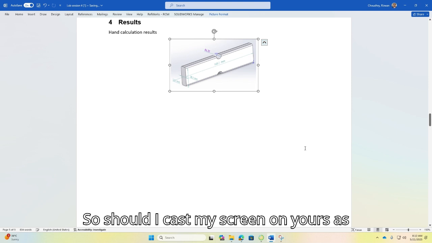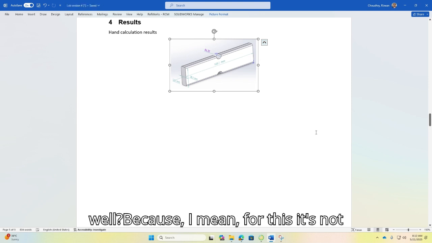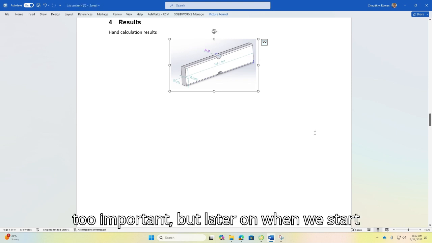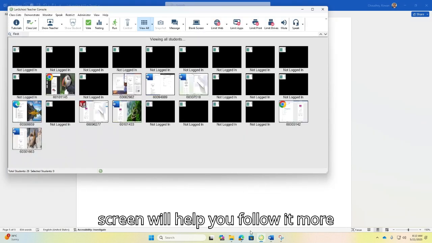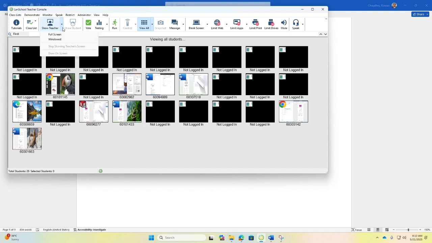So should I cast my screen on yours as well? Because for this it's not too important, but later on when we start doing the software, I think casting the screen will help you follow it more easily.